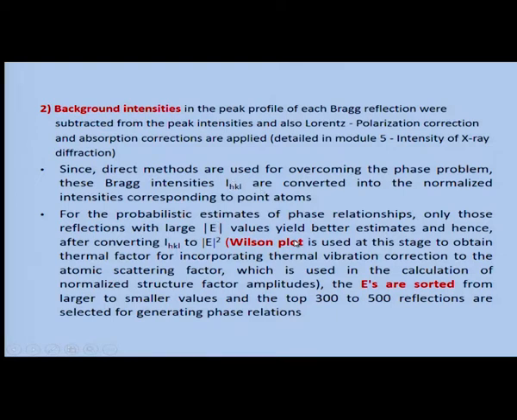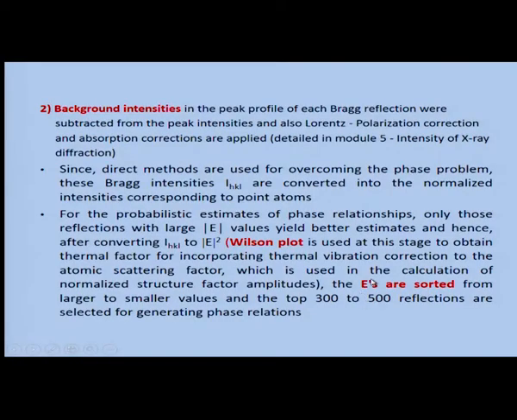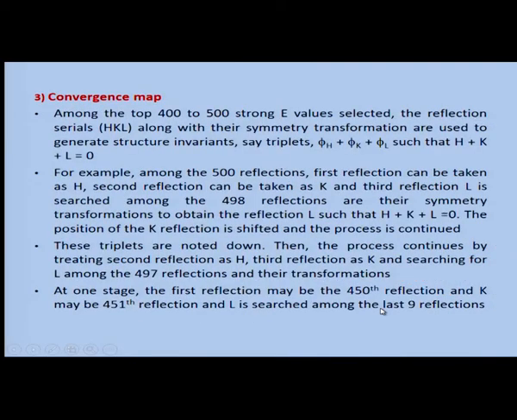On an average, the vibration of each atom will be about 0.05 angstrom as per Shelx's system of units, and in angstrom square it is about 4 to 5 angstrom square. And for the reason already cited, direct methods use only strong E values because they only give meaningful probabilistic relations and sharp curves. So, we select 300 to 500 strong E values to generate the triplets, the 3 phase relations.